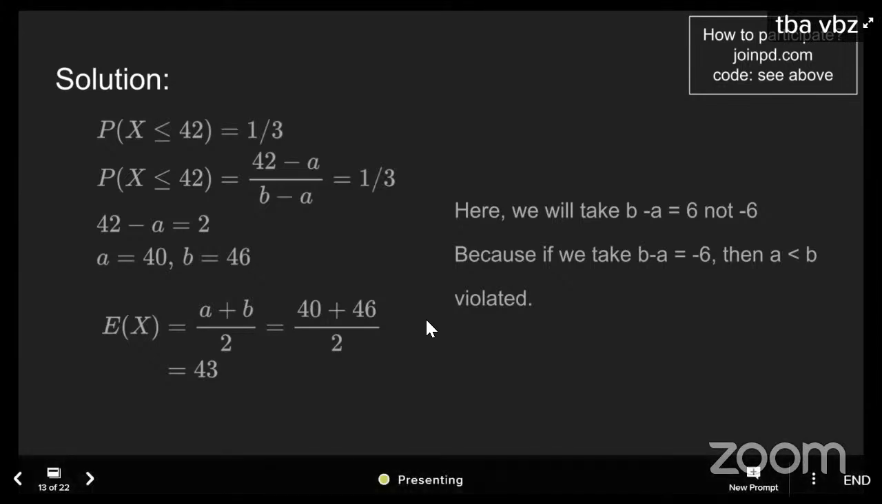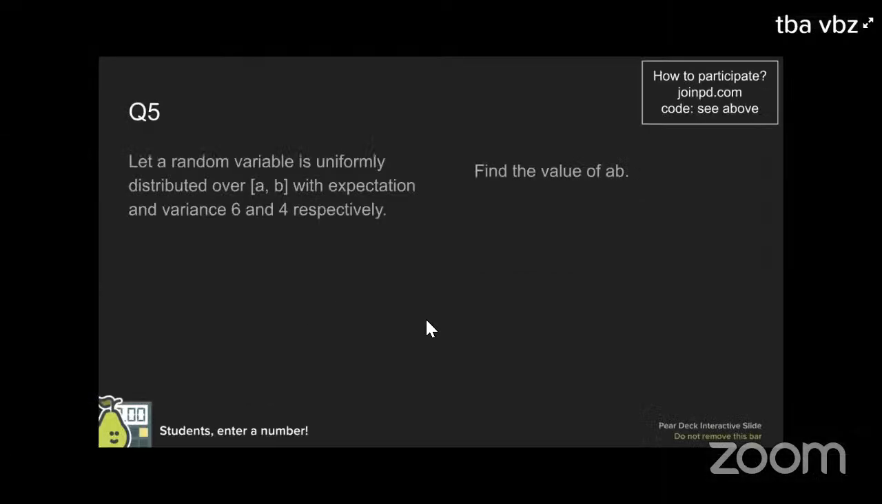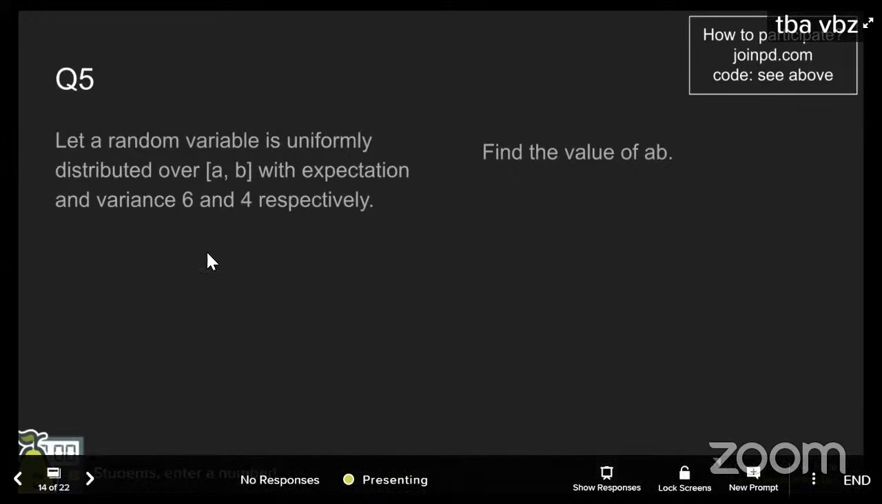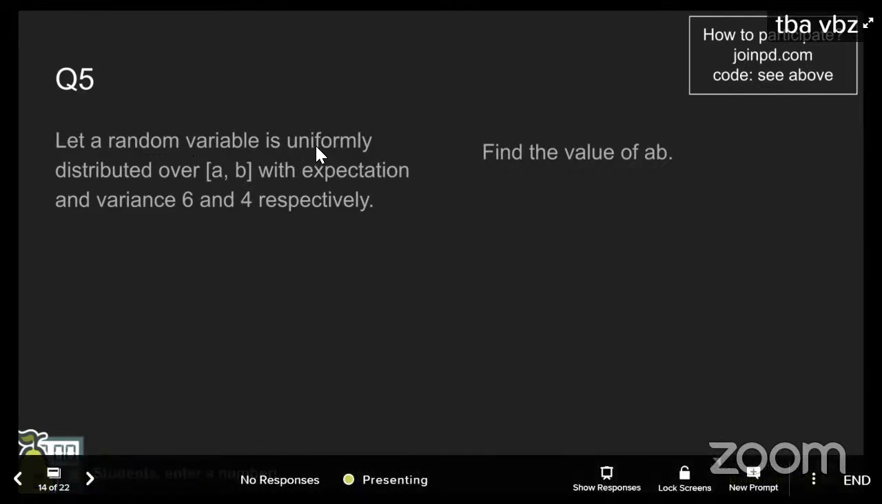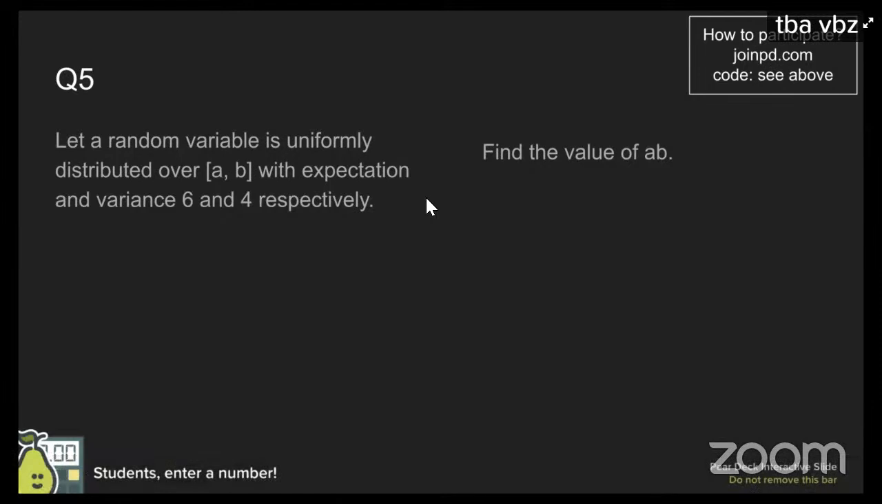Any doubt till now, anyone, before we proceed further? No, sir. Okay, so it's again uniform distribution. You might see a similar question somewhere in the graded assignment. Your random variable follows uniform distribution over the range A and B, and you know that the expected value of your uniform distribution is 6 and the variance is 4. You need to find the product of the two parameters of the uniform distribution, A and B. What is the product of A and B?